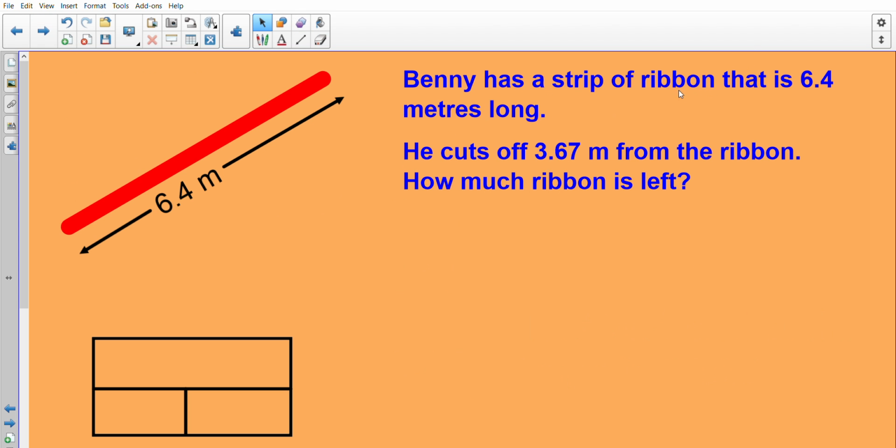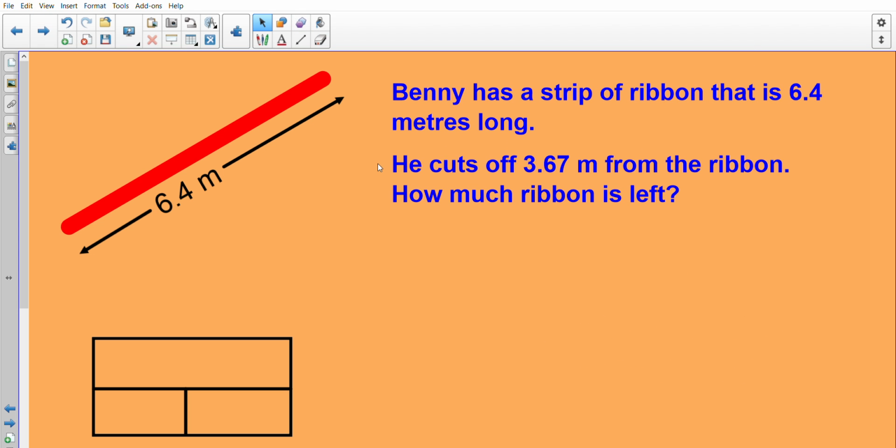Okay, second one. Feel free to pause it here if you want to have a go at it yourself. Otherwise, I'll get cracking with it now. So, Benny has a strip of ribbon that is 6.4 metres long. So this is his piece of ribbon. It's 6.4 metres long. He cuts off 3.67 metres from the ribbon. How much ribbon is left?